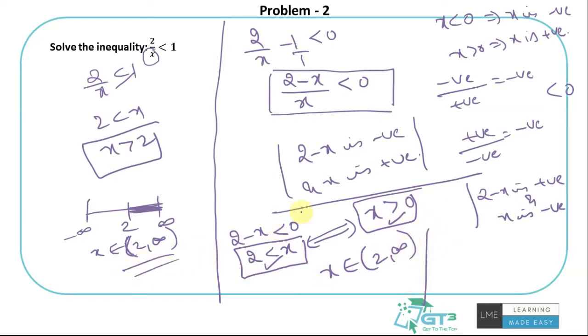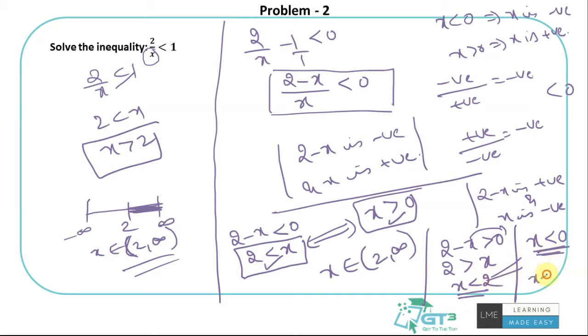As I said, that's why it's only half. Let me look at the other half. 2 minus x is positive means 2 minus x is greater than 0. So 2, it goes like this, x goes this side. So basically x is less than 2, and x is negative means x should be less than 0. So this part says x is less than 2 and this part says x is less than 0. So what is the common area? x is less than 0, right? x less than 0 will automatically satisfy x less than 2, right? So the common area is x less than 0.